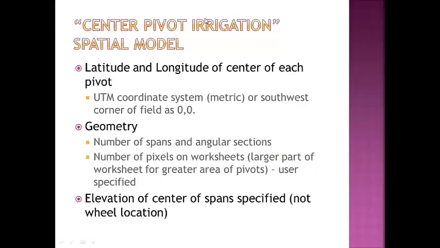So the center pivot irrigation spatial model can place pivots in a field based on the latitude and longitude of the center of each pivot, the number of spans and angular sections, the number of pixels on the worksheet, and so on. And you can specify the elevations of each of the spans.